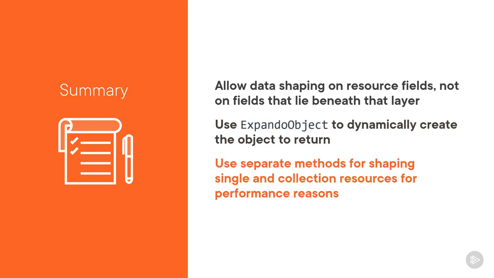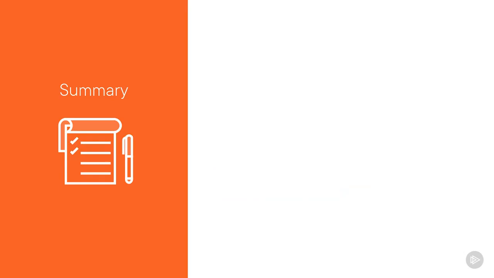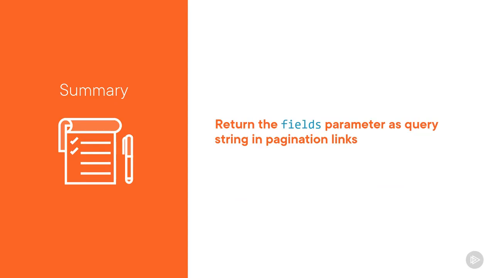For performance reasons, don't reuse the same method for shaping collection resources as for single resources. The fields parameter must be returned in pagination links, and errors related to wrong input are consumer errors and should thus be returned as a level 400 error. For example, a bad request.